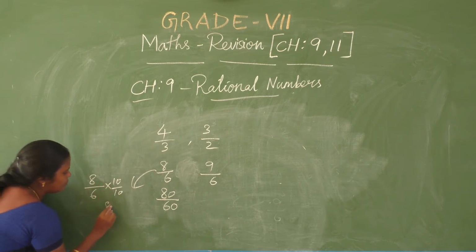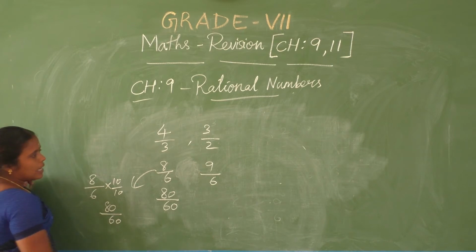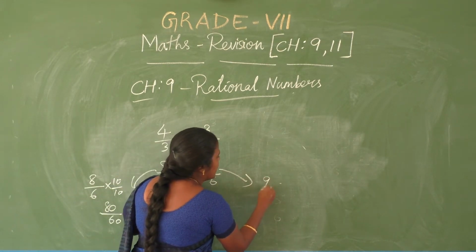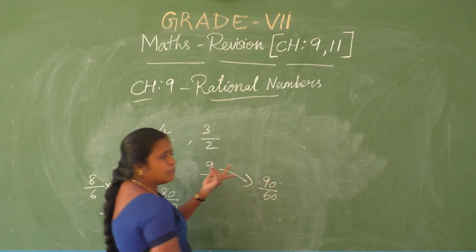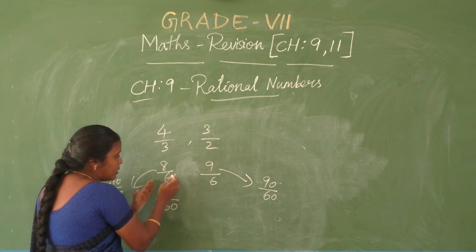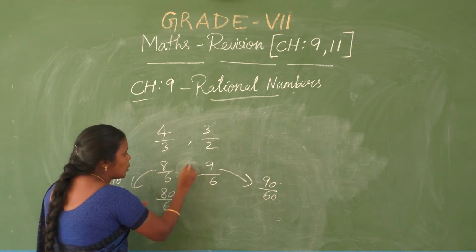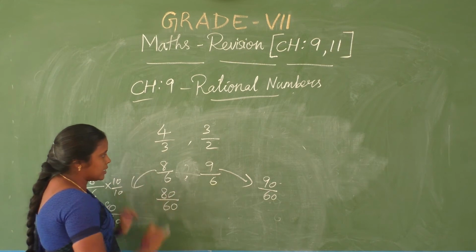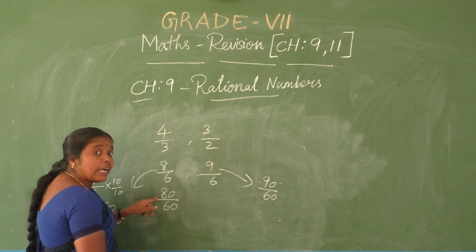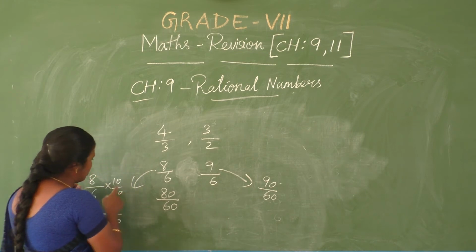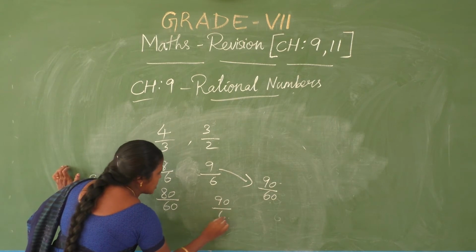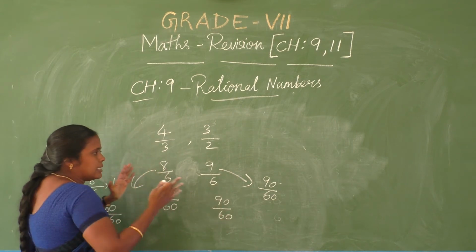So 80 by 60. That 9 by 6 I can change equivalently as 90 by 60 by multiplying by 10 by 10. So within 8 by 6 and 9 by 6 there is no number in fraction. But after expanding equivalently, that is the main thing. Up and down you should multiply by the same numbers. Here 90 by 60. Now our numbers are a little bit bigger.